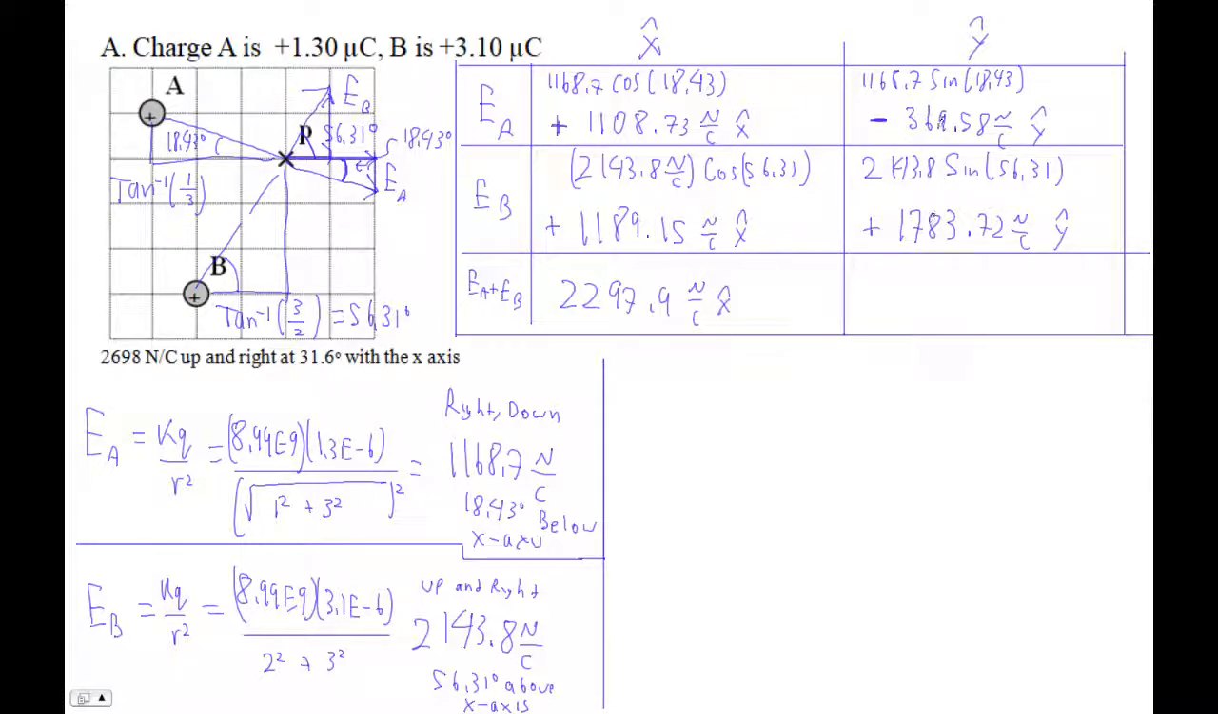And then I've got to add this. Now it's a little controversial, right? This guy has a slight negative component, right? So I'm going to go 1783. Let's grab that guy. Minus. I can't remember whether I made it actually minus. No, I never did. Okay, so minus that guy. And this is still positive. It's 14.15 newtons per coulomb in the y direction.